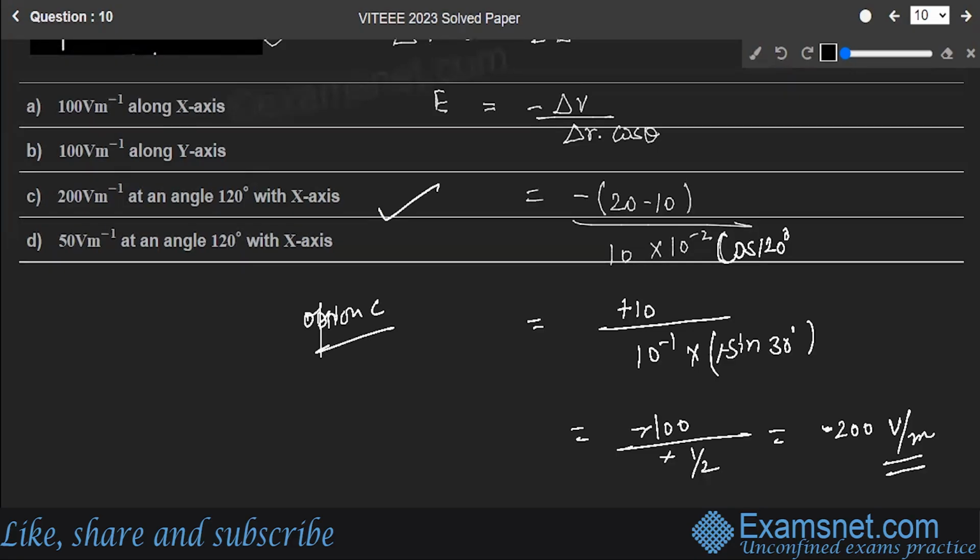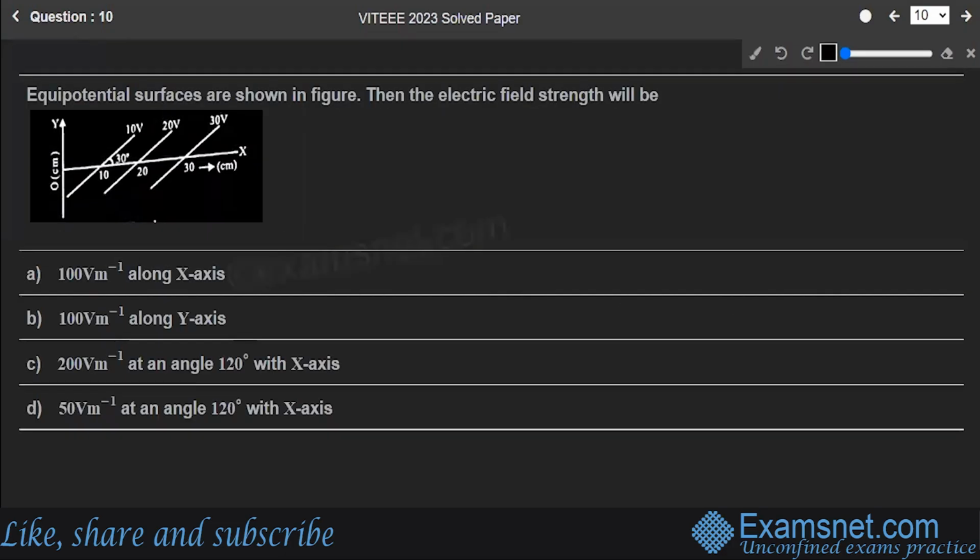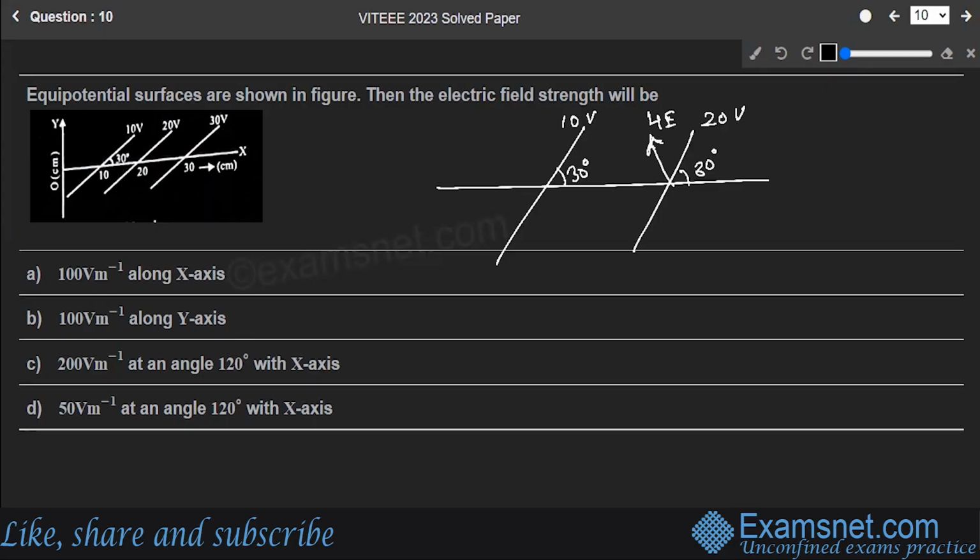Hope you got that. Let's move to the next question. Question number 10, equipotential surfaces are shown in the figure, then the electric field strength will be. So if I consider this part, here is 10 volt and 20 volt. This is your 30 degree, and even this is your 30 degree. Over here you have 4e. This whole theta is equal to 120 degree. And this is your delta R.